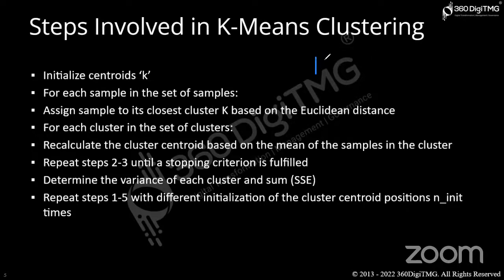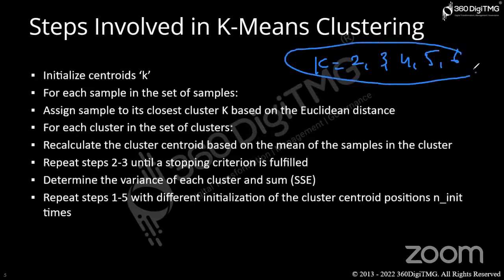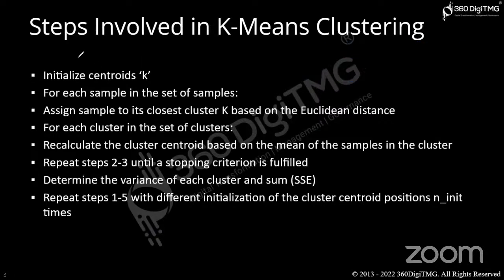When k is equal to 2, 3, 4, 5, 6, something like that, you can make any number of clusters. Once the clusters are formed, we will simply calculate the mean. Wherever there is a good variance, we will consider that as a good cluster. This is the process we go through when forming the k-means clusters.